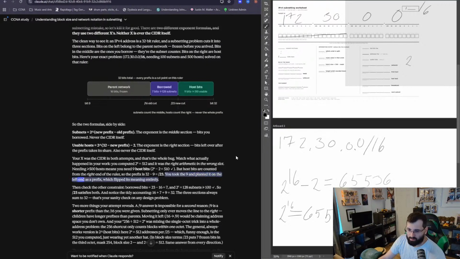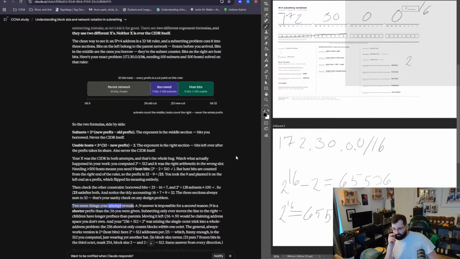You took the 9 and planted it on the left end as a prefix, which flipped its meaning entirely. Then check the other constraint. Borrowed bits equal 23 minus 16 equal to 7, and 2 to the power of 7 equal to 128 satisfies. And notice the tidy accounting: 9 host bits plus /23 sum to 32. That's your sanity check on any design problem.